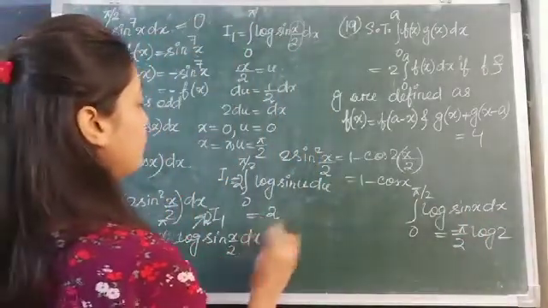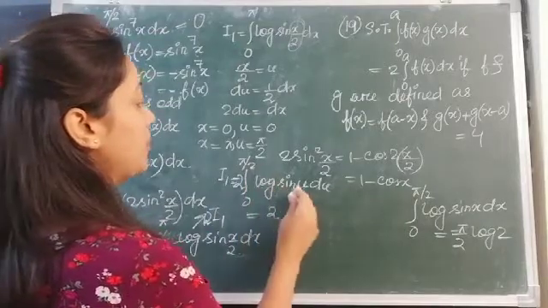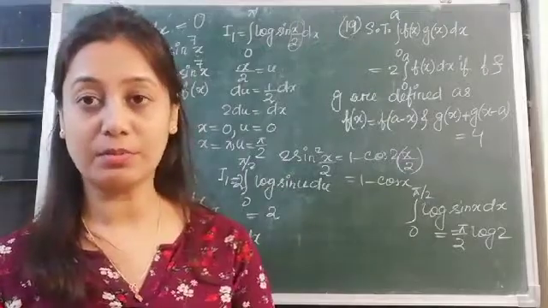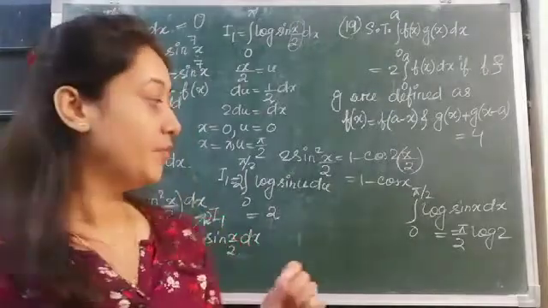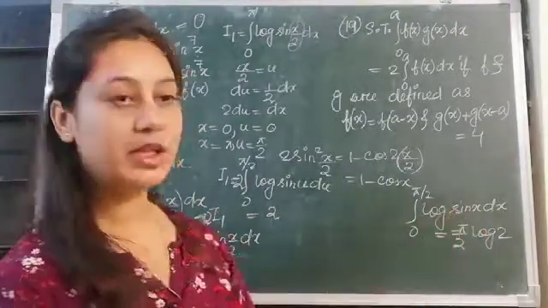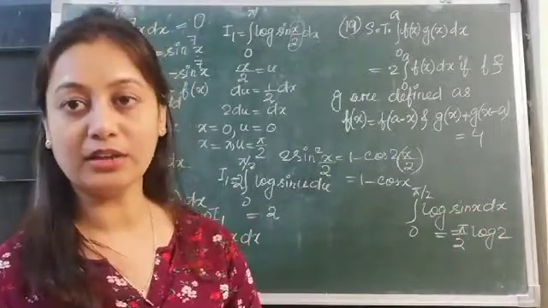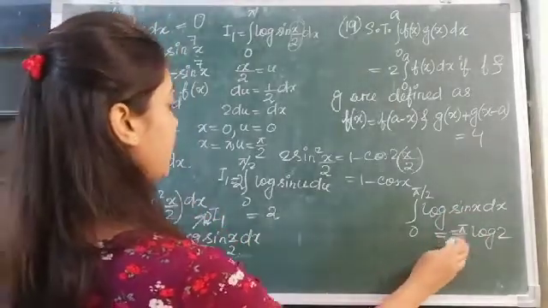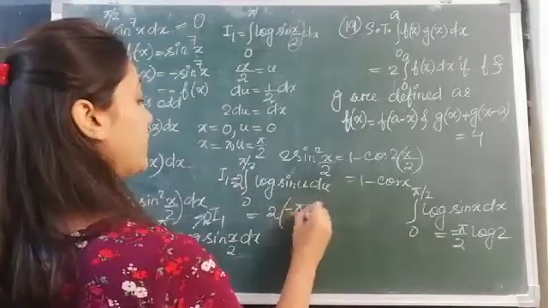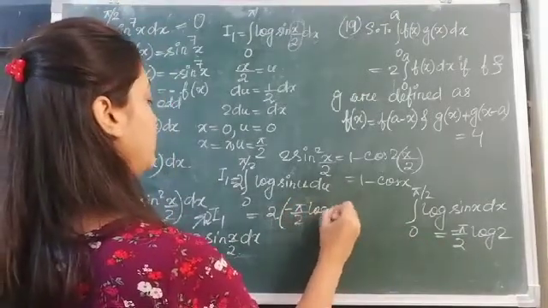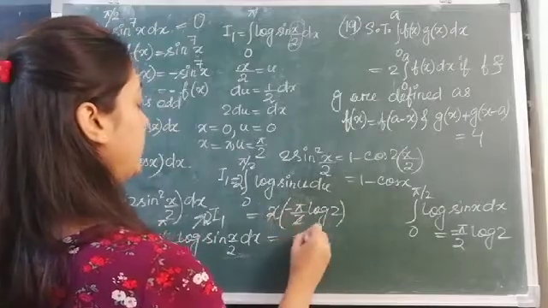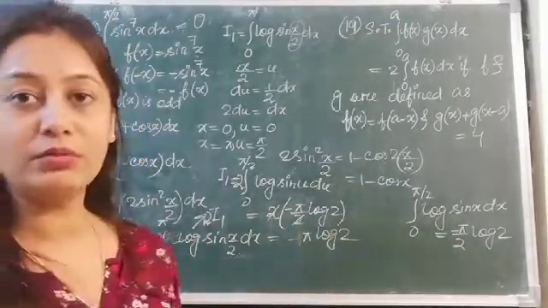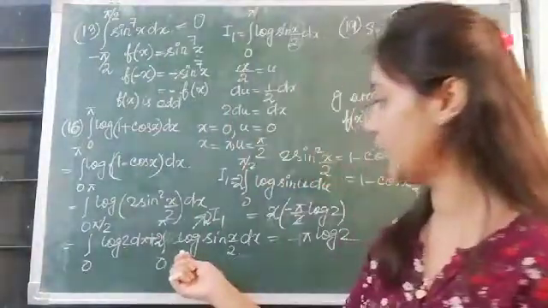So you'll get 2 integration of 0 to pi by 2 log sine u du will be equal to the same here, because the first property I have mentioned says that be it the function in x or t, you'll get the value to be the same. So from here you'll get minus pi by 2 log 2, 2 will get cancelled, you'll get minus pi log 2. So we got the value of I1, which you will substitute here.